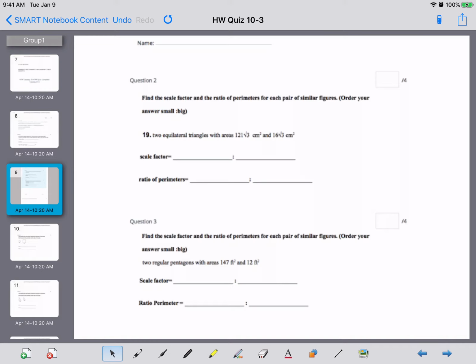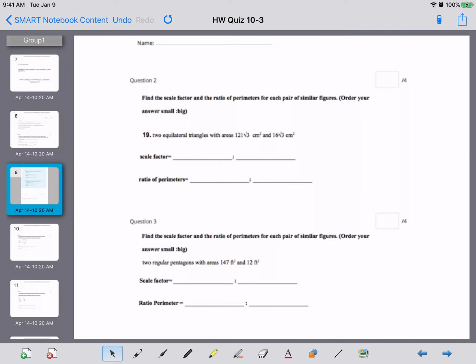So the question at hand is: find the scale factor in the ratio of perimeters of each of the similar figures. Order your answer small to big. And the reason why we're ordering small to big is that way we have the right order and we don't have to put in multiple answer things.